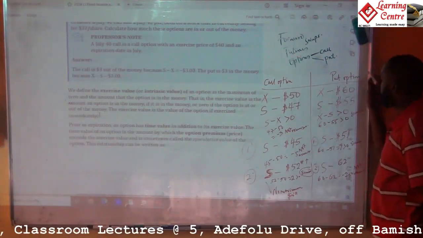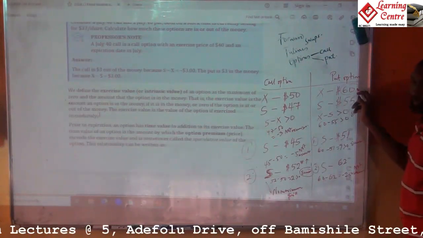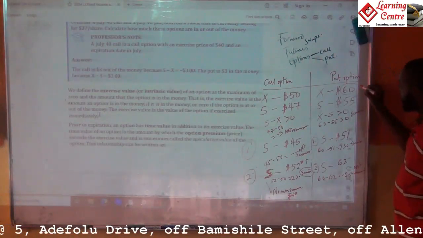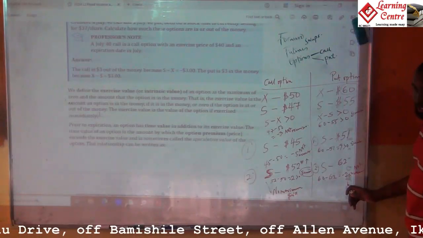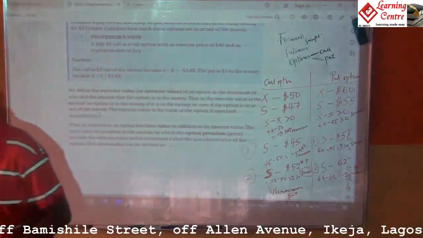But for the put option, the maximum it has here is this agreed price. That's why I tried to show you this. Is this agreed price? Because anything more than this 60, it goes into a loss. Okay? Is that example clear? Yeah.